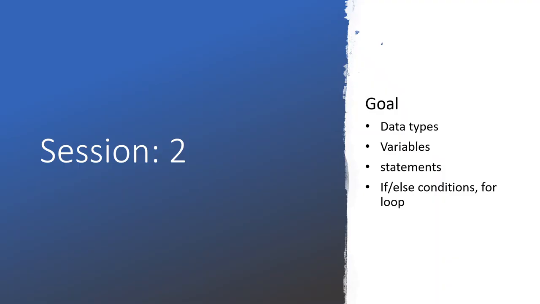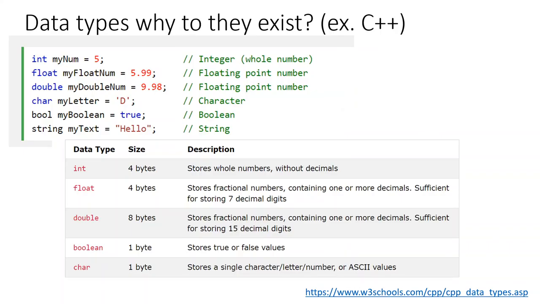Now, coming to session 2, in this session we will learn about data types. Why do they exist? What is the importance of using data types? What are variables? What are statements? We will also learn about if else conditions and for loops, looping. All of these things we will learn in this session, and this is the actual beginning of the Python journey.